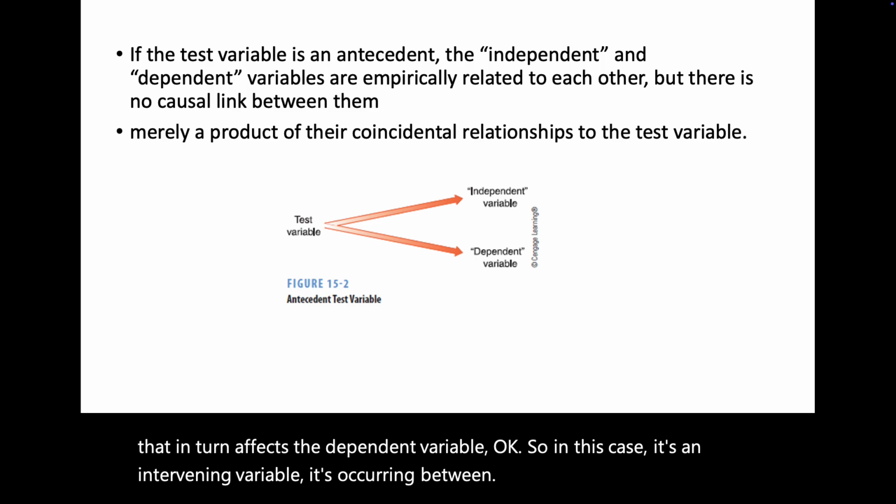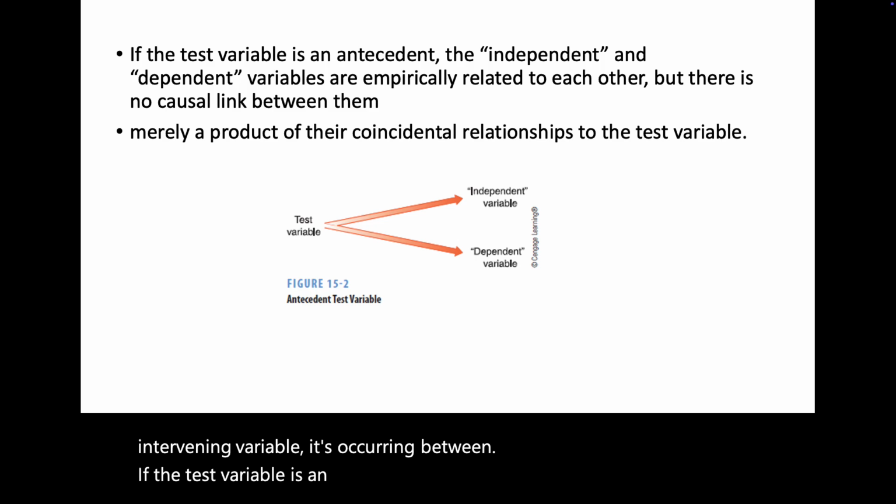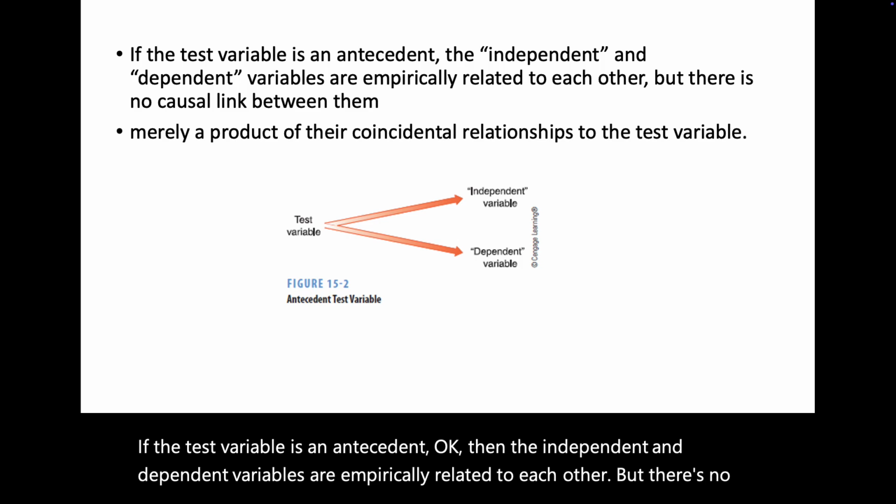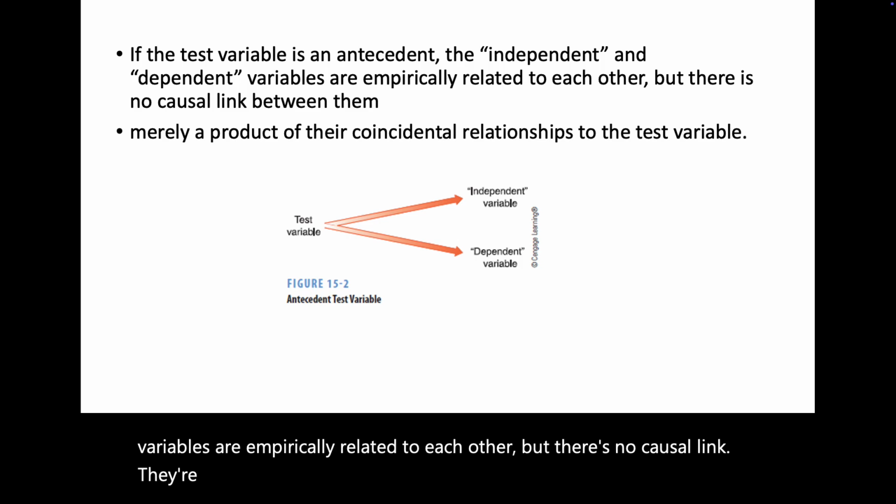If the test variable is an antecedent, okay, then the independent and dependent variables are empirically related to each other, but there's no causal link. They're related because they're both related to this other relationship, this other variable.